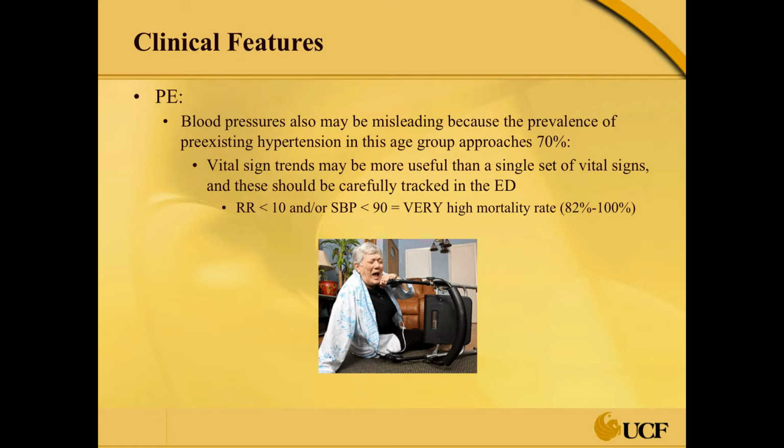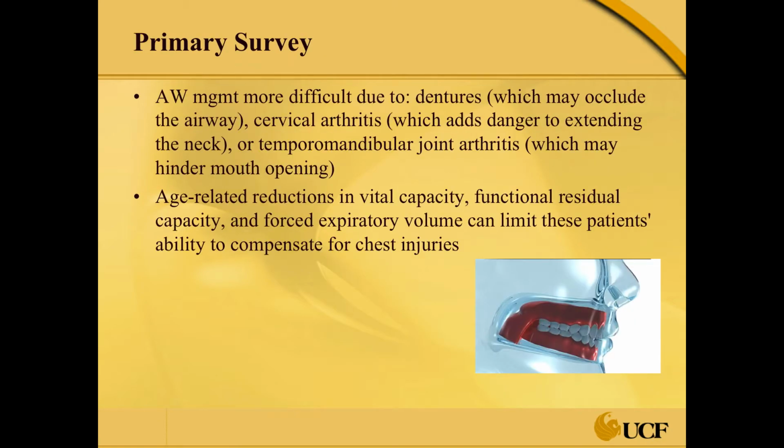So vital sign trends, I should say, may be more useful than a single set of vital signs, and vital signs should be carefully tracked in the ED or the ICU, wherever we're treating the patient. Looking at trends is important, more so than just looking at your one set of vitals. A respiratory rate less than 10 and a systolic less than 90 indicates a very high rate of mortality, all the way up to 100%. So again, pay close attention to those vital sign trends when the patient presents.